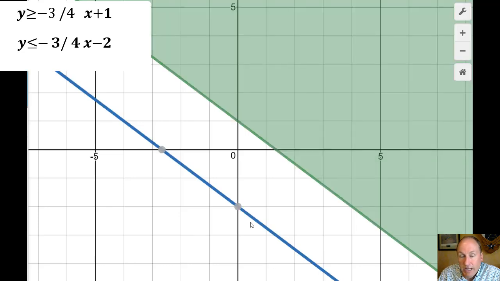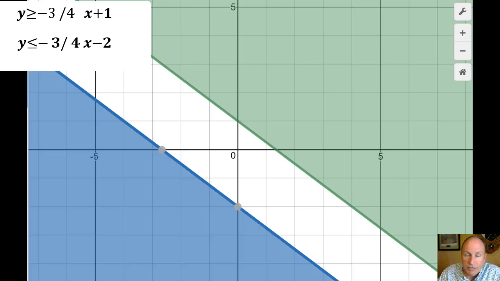It has a slope of negative 3/4 as well, so it's parallel to the first line. We go down 3 and over 4, and we come to that point. We can plot a line through that. That's our second boundary line. It is solid as well because we're talking about a less than or equal to.